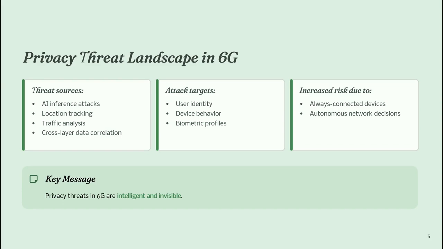Privacy threat landscape in 6G. The privacy threat landscape in 6G is far more advanced than in previous generations because we have an array of technologies. These threats include AI-based inference attacks, continuous location tracking, traffic analysis, and cross-layer correlation of data. Attackers may not need to break encryption. Instead, they can infer sensitive information from patterns and behavior. Because 6G networks are always connected and increasingly autonomous, many privacy threats become invisible to users, making them harder to detect and more dangerous. Privacy threats in 6G are intelligent and invisible. We mentioned it before because of the array of technology we use, and the trend is growing very fast.